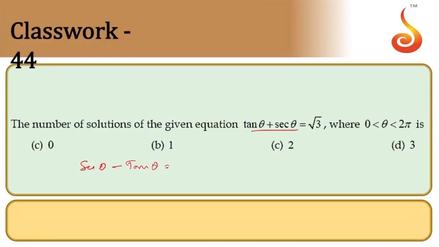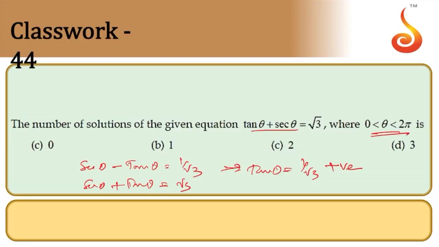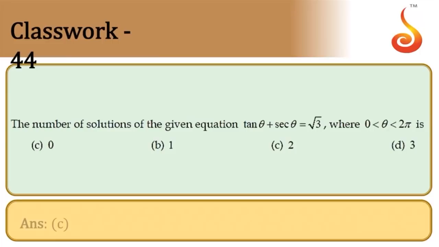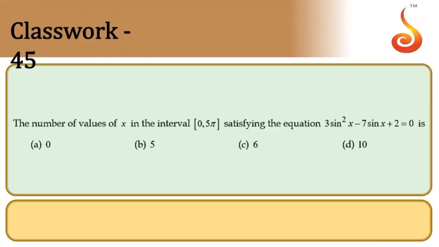So we know secant theta minus tan theta will be the reciprocal of secant theta plus tan theta, which is 1 by root 3. Secant theta plus tan theta is equal to root 3. So from here, clearly you can see that tan theta is equal to 1 by root 3, which is a positive value, which gives us two solutions. Theta belongs to quadrant 1 and quadrant 3. So two solutions for the problem would exist. So that's two solutions for the problem.